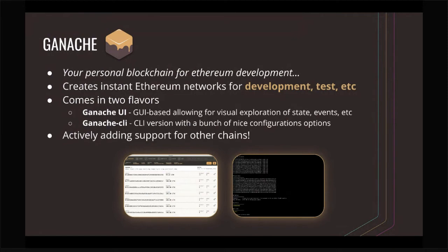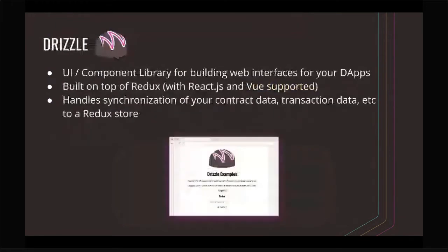And then we have a CLI version, and that's baked into the Truffle CLI. It can instantiate a Ganache instance for you, and then you get a lot more advanced configuration options and so on, and you can script it. And with Ganache, we're actively adding support for other chains as well. If that's something you're interested in, I'd love to chat about that. And just a couple of screenshots there of the two, although they're a bit hard to see.